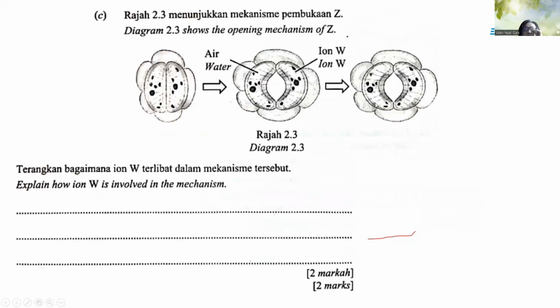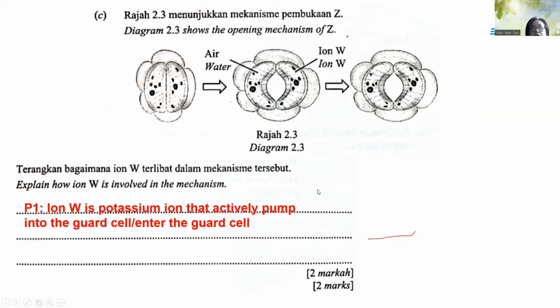Okay, next, diagram 2.3 shows the opening mechanism of Z. So explain how ion W is involved in the mechanism. Now, stoma, this is the mechanism of the opening of stoma in which ion W is involved. So you have to explain how ion W helps in the mechanism. So ion W here is potassium ion.